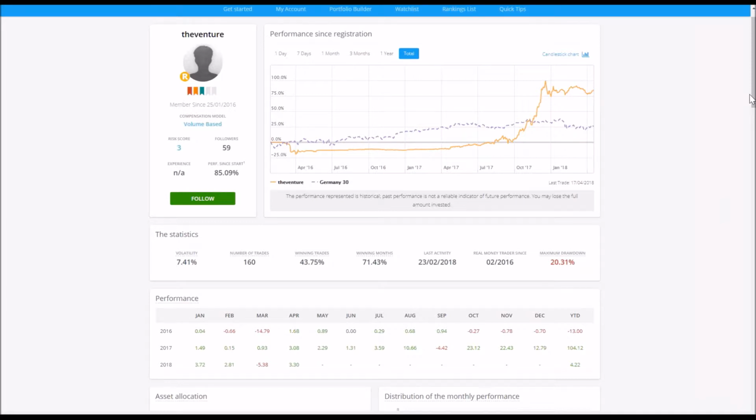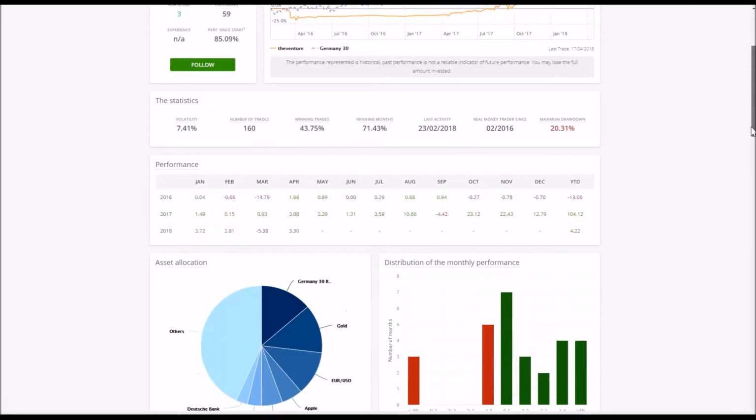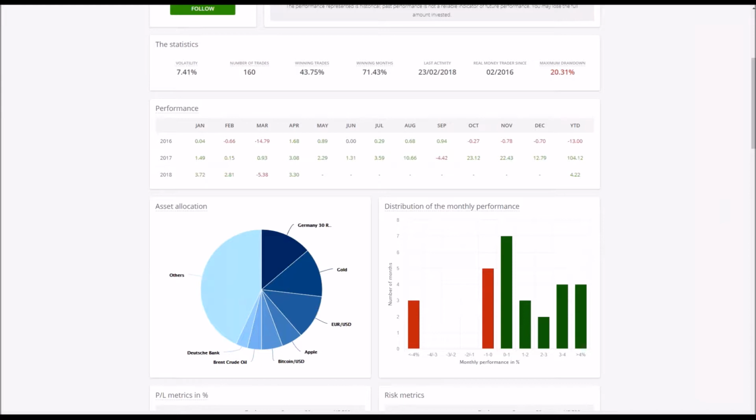Okay, so they're the numbers. Down here, we'll look at another one as well as a comparison in a minute. Down here, we have their annual performance. So 2016 was a pretty rubbish year, losing 13%. 2017 made 104%, cracking year. Again, a big chunk of it coming in the last quarter. So more than half of the profits for 2017 coming in the last quarter of last year.